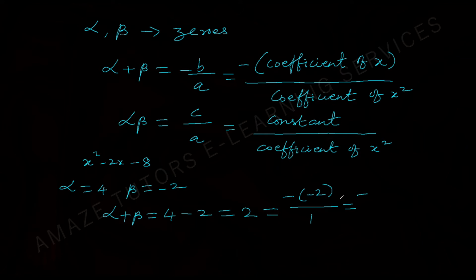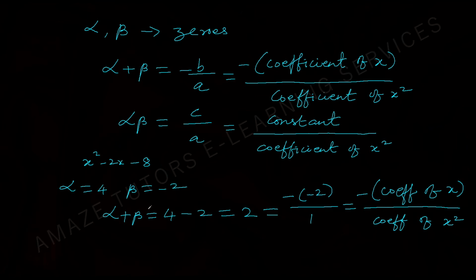Now this can be rewritten as minus, what is minus 2? Coefficient of x. And what is 1? Coefficient of x squared. Hence we verified the relationship between the zeros and the coefficient.